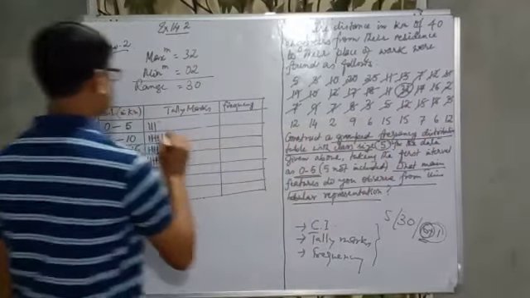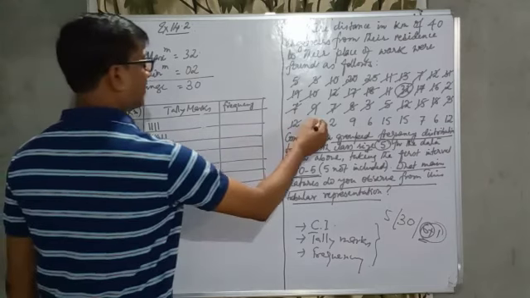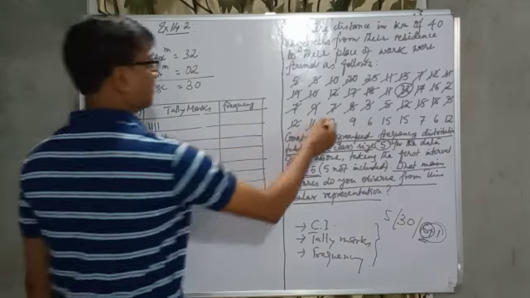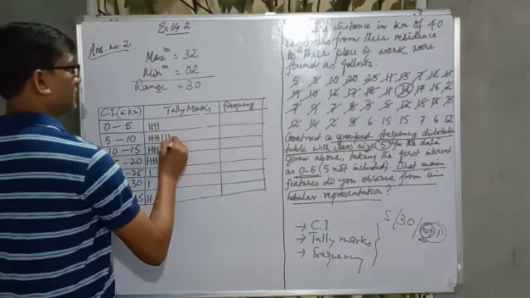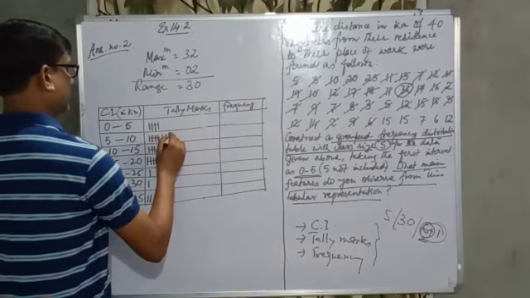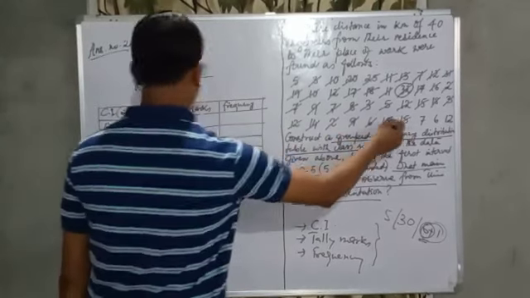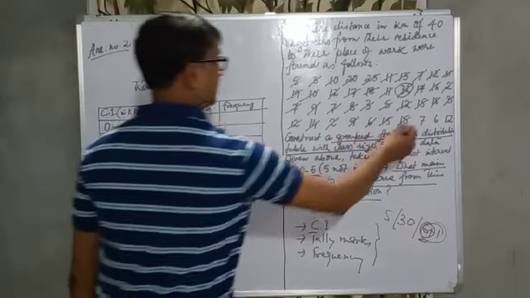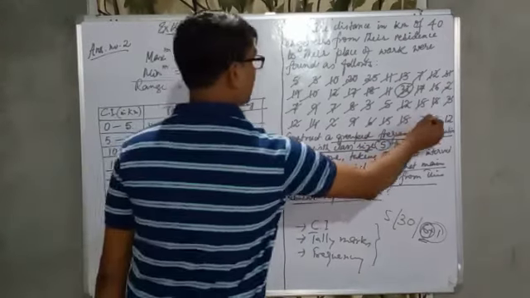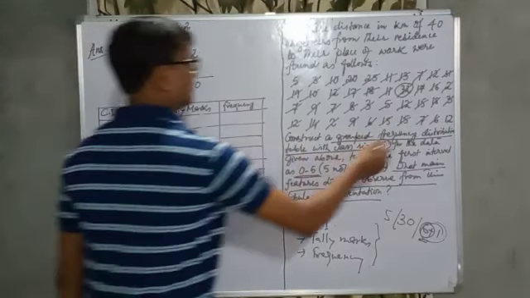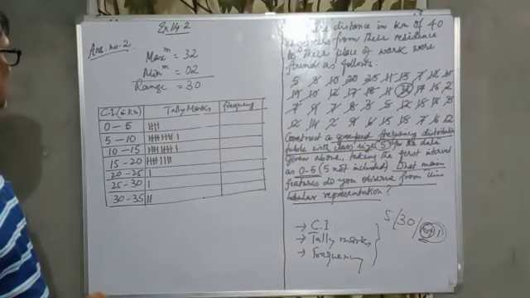Then 3 will come in the first interval. Then 12 will come again in 10 to 15. 14 will come in 10 to 15. 2 will come in the first interval. 9 will come in the second interval. 6 will come in the second interval. 15 will come in the fourth interval. Again 15 will come in the fourth interval. 7 will come in the second interval. 6 will come in the second interval. 12 will come in 10 to 15.